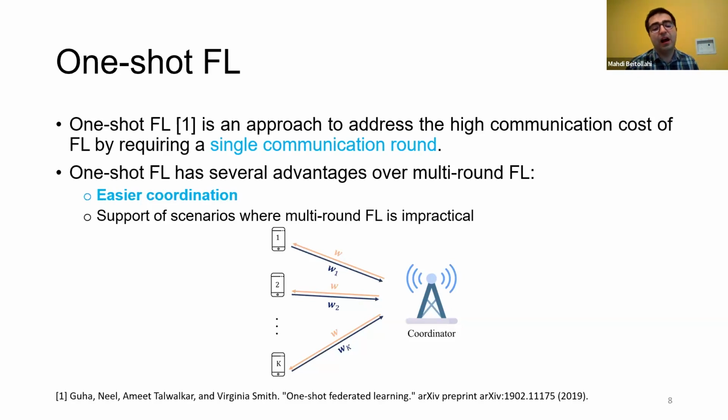Another thing is that it supports scenarios where multi-round FL is impractical. So let's say in dynamic environments where our data and user behavior are rapidly changing, we want a fast and rapid federated learning process that gives us a final model, instead of running these models for days and thousands of rounds. And I think it's a very interesting direction that is basically a combination of model merging and federated learning. So it brings federated learning to a new paradigm.